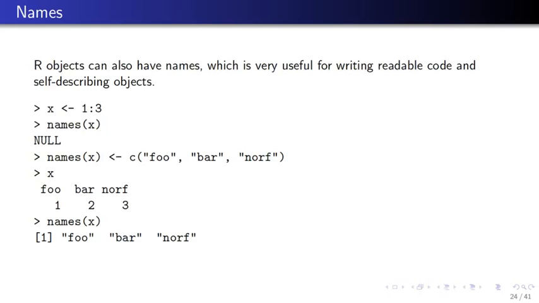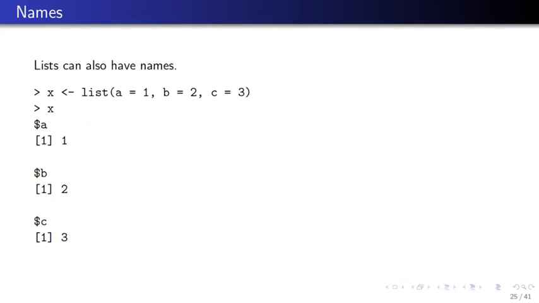However, I can give a name to each element of the vector x. So for example, I can say the first element is called foo, the second element is called bar, and the third element is called north. So now when I print out my x vector, I get a vector 1, 2, 3, but then each one has a name over it, which is the name I just specified. And so when I call the names function, I get the names that are associated with each element of the vector: foo, bar, and north.